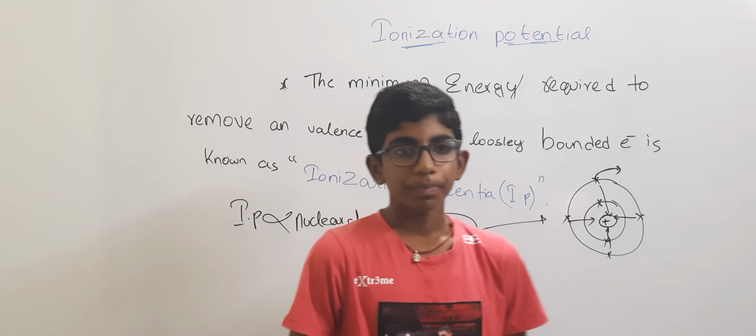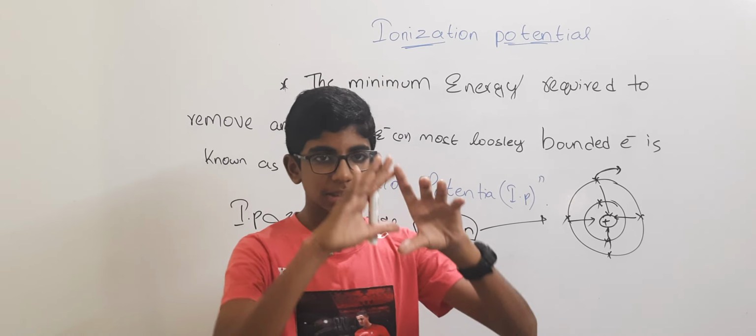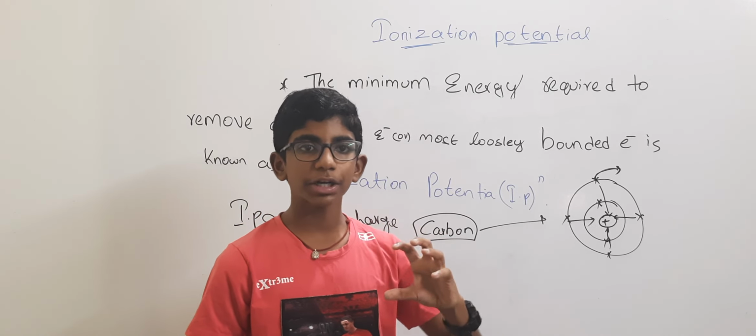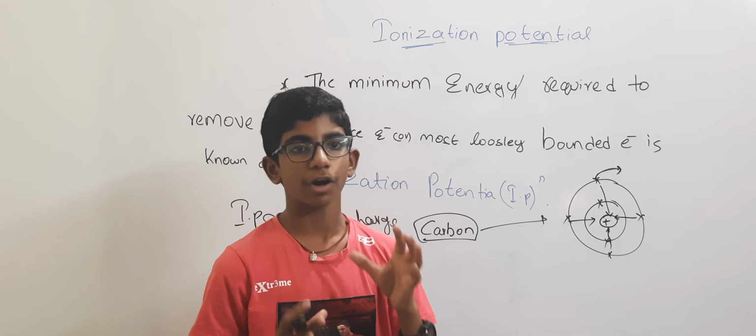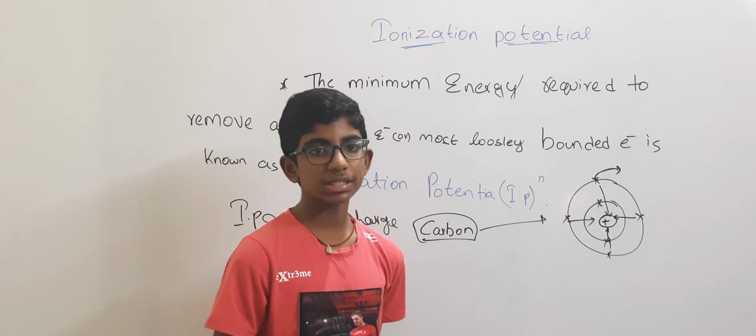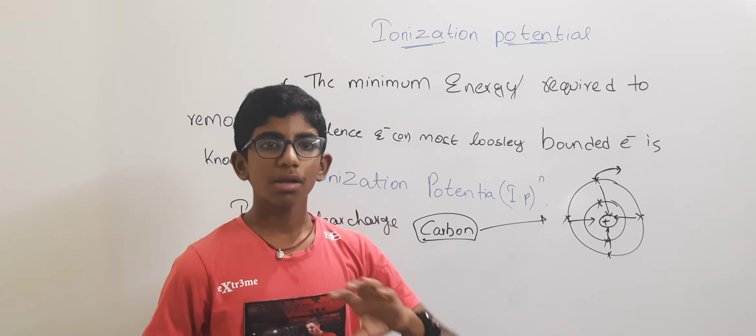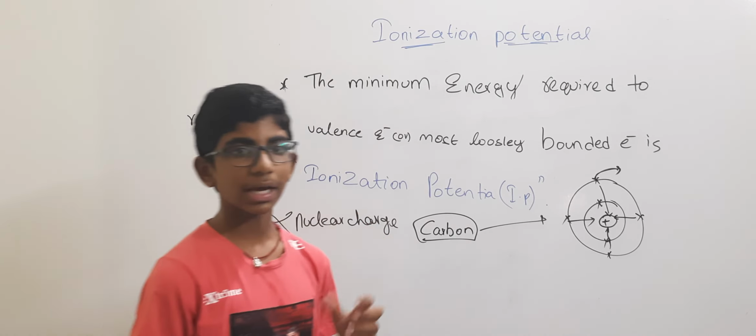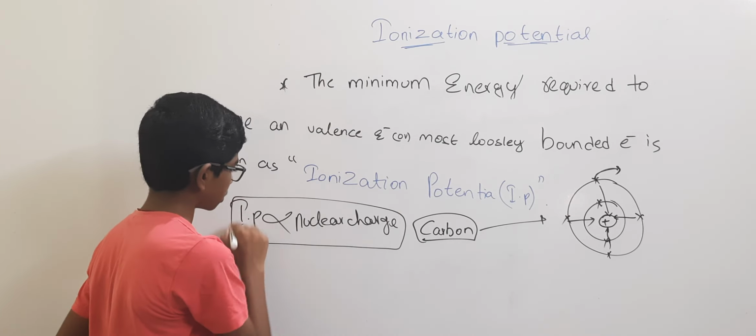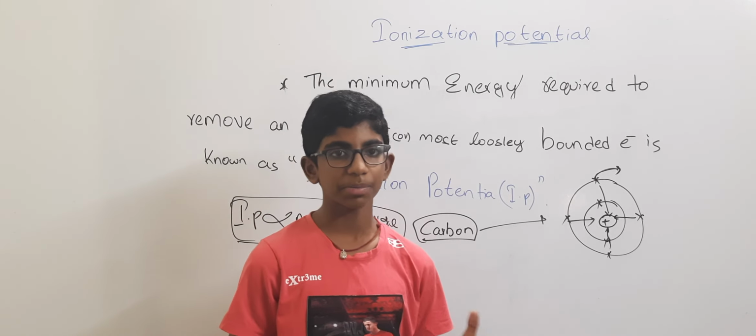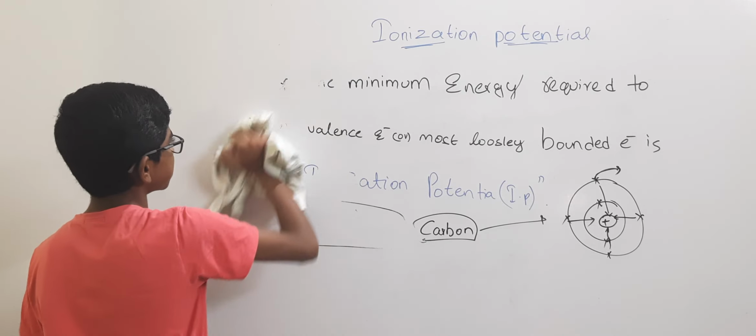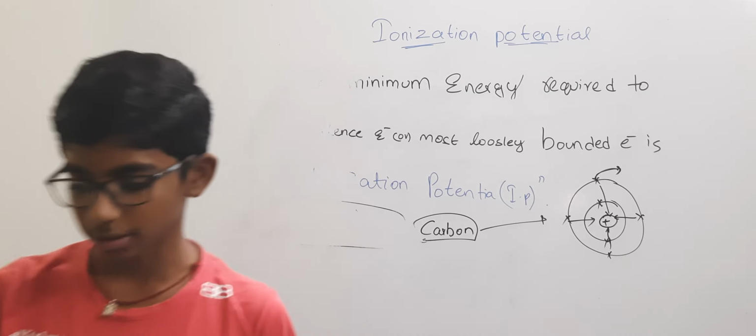How? Suppose this is an atom. In the atom, if the attractive force is more, then the energy required to overcome the attractive forces of the nucleus is more, so the ionization potential is more. If the nuclear charge is less, the attraction is less, and we can easily remove the electron from the atom, so the ionization energy is very low. Ionization potential is directly proportional to nuclear charge. This is one of the relations in ionization potential. Next we will discuss first, second, and third ionization energy, and how they relate to each other.